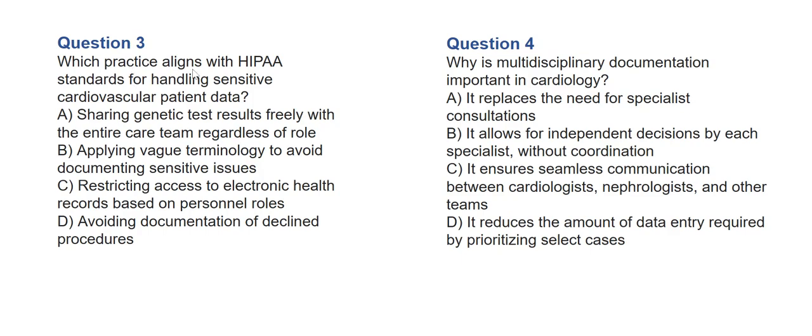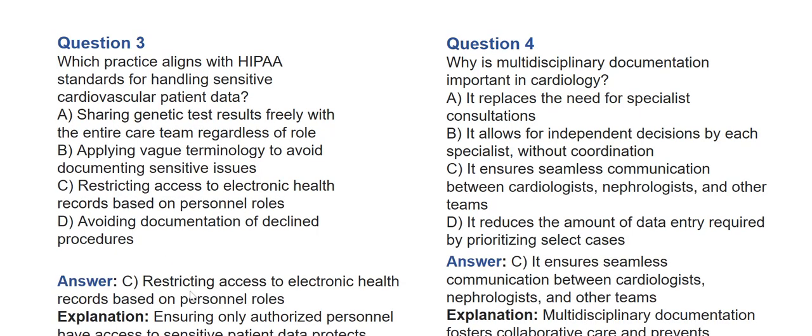Question 3. Which practice aligns with HIPAA standards for handling sensitive cardiovascular patient data? Is it A. Sharing genetic test results freely with the entire care team regardless of role? B. Applying vague terminology to avoid documenting sensitive issues? Or C. Restricting access to electronic health records based on personal rules? Or D. Avoiding documentation of declined procedures? It is C, restricting access, as ensuring only authorized personnel have access to sensitive patient data protects privacy and adheres to HIPAA regulations.